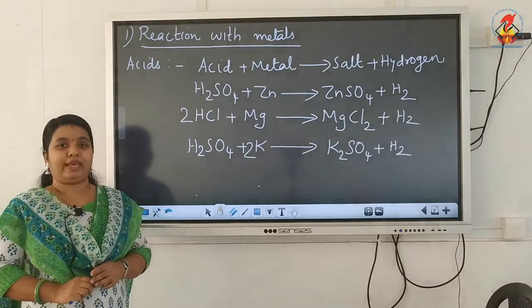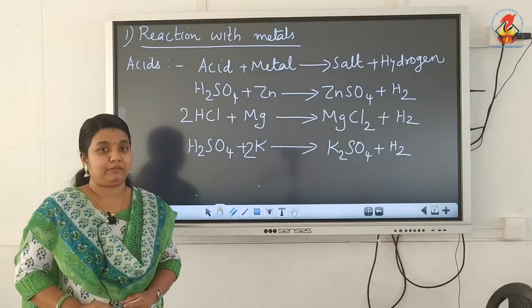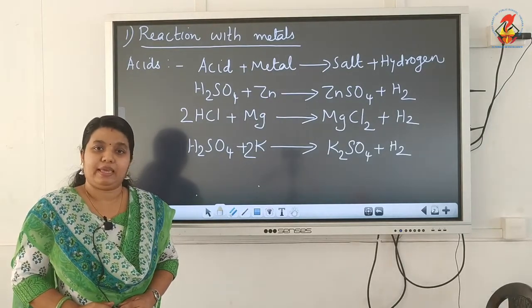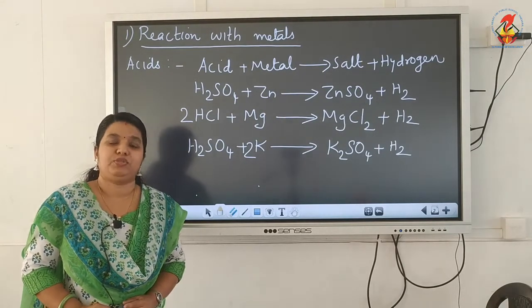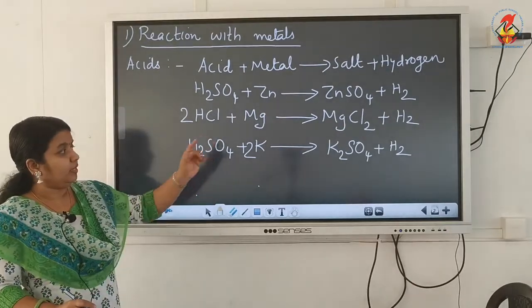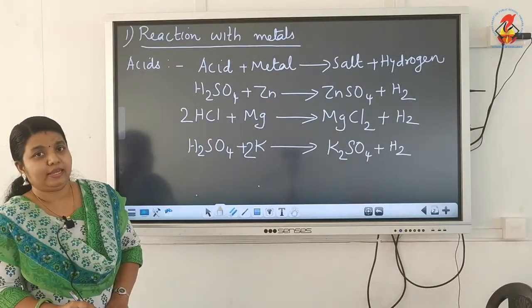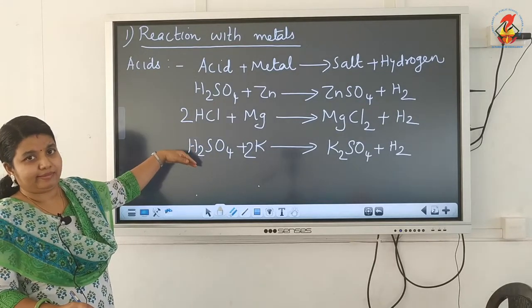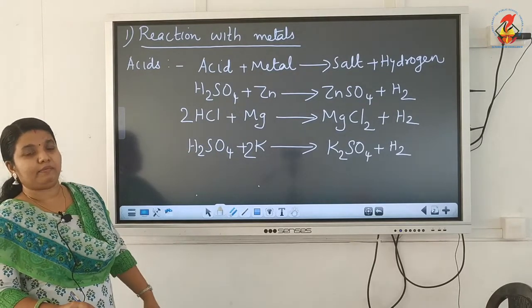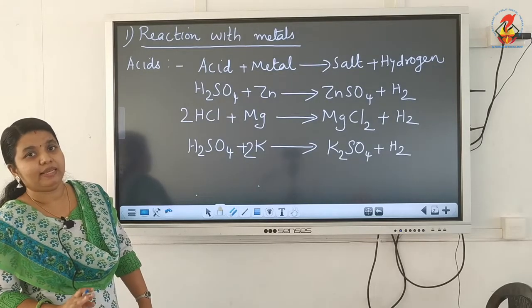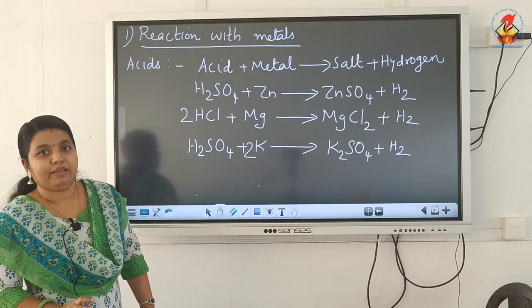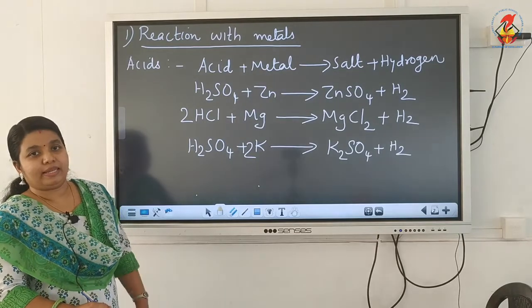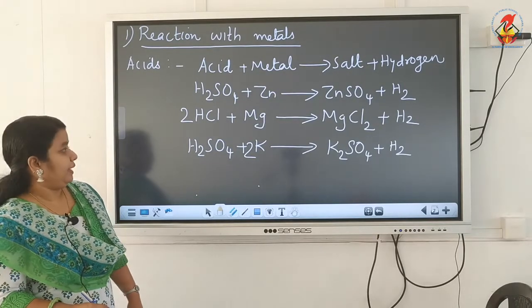So metals react with acids. Active metals, meaning metals which lie above hydrogen in the reactivity series, react to form salt and hydrogen gas. All these metals are capable of displacing hydrogen from the acids. So these reactions are examples of displacement reaction. Hydrogen is being displaced by the metal.